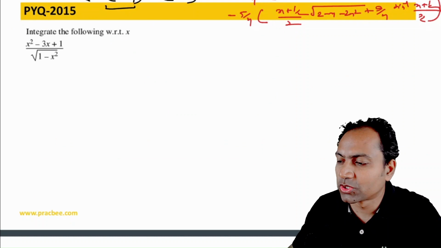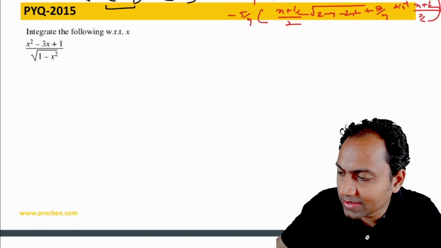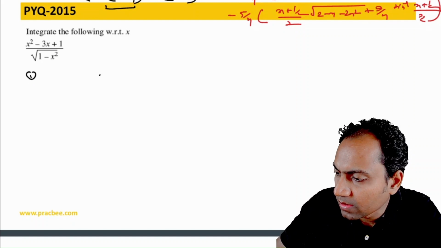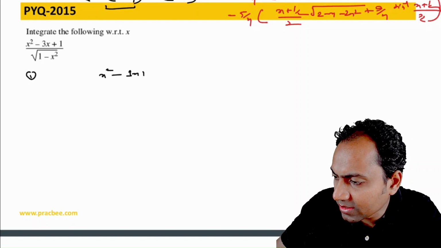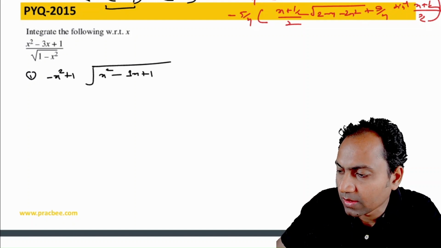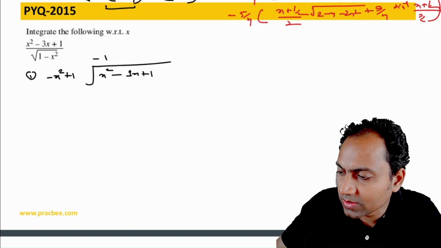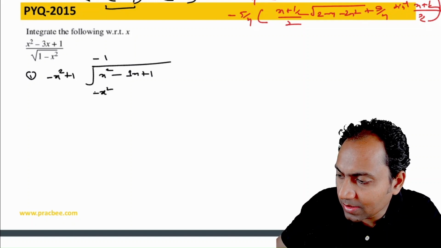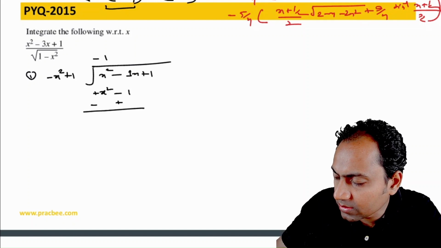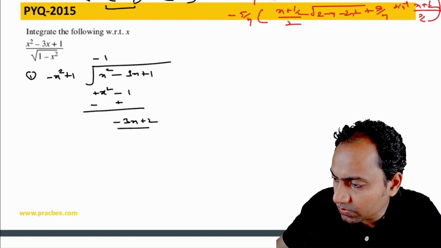Now in this next question, what we need to do in the first step is divide this x square by x square minus 3x plus 1 by whatever quadratic is in the denominator. So I can write this as minus x square plus 1. And now if I divide, I will have to put minus 1 here. It becomes plus x square minus 1, minus plus. So our answer becomes nothing but minus 3x plus 2.